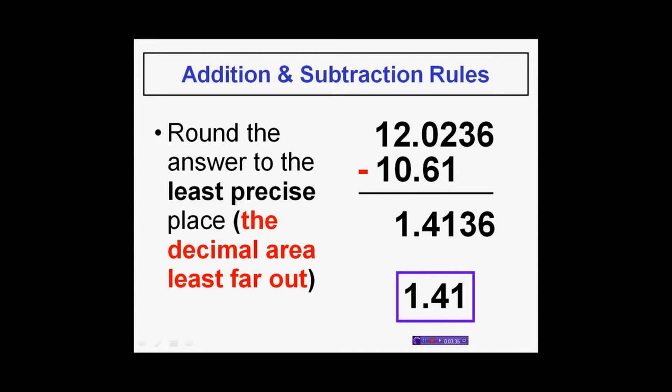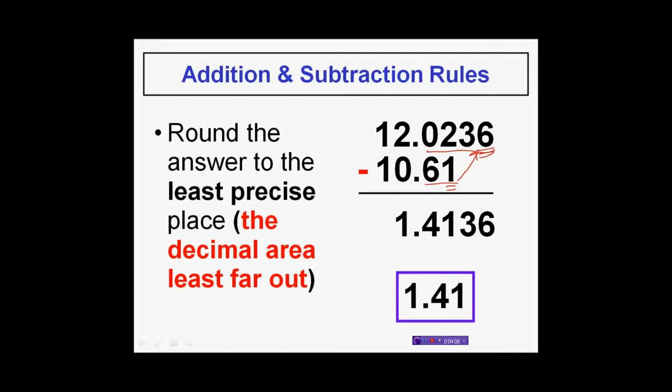In the second problem, it's a subtraction, and addition and subtraction rules apply here. So the answer is 1.4136, and we're going to round that answer off to the least precise decimal place that we see in the problem. Now, in the problem, this has 4 decimals, and the 6 is a very precise number. This number has 2 decimal places, and the 1 is not as precise as the 6, meaning it's not as precise as this number over here.